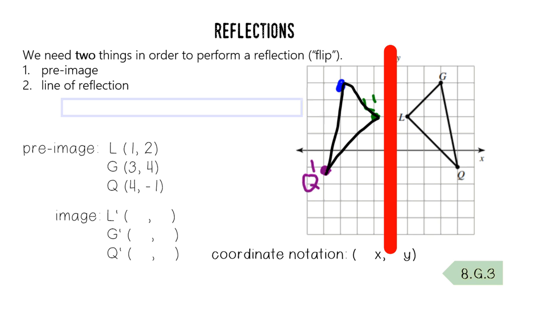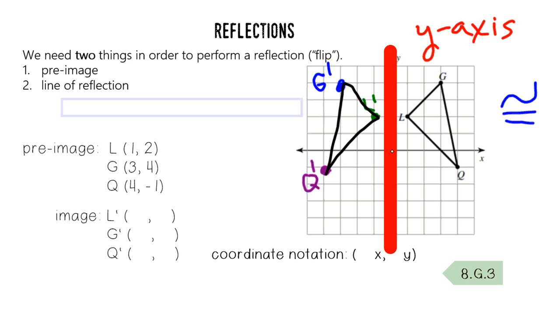It looks like my old shape. It is congruent. It is the same size and the same shape as my original object, as my pre-image. The only difference is that it has reflected or flipped over this line. What was that line again? This vertical axis? Oh yeah, that's the y-axis. So this is a reflection over the y-axis. Let's go ahead and jot down what our new points locations are.